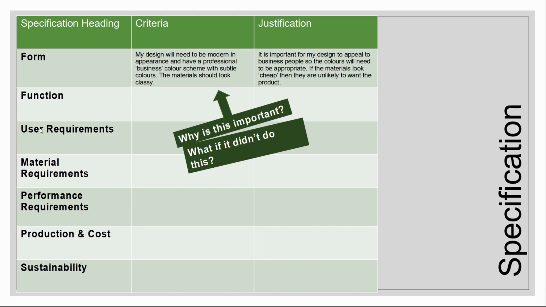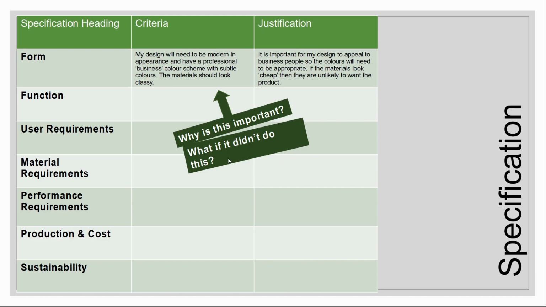Why is it important for my design to meet these needs of the user? Why is it important that my materials are, depending on what you've written, maybe strong, durable, attractive? So go through each one and just state why it is important for it to do those.